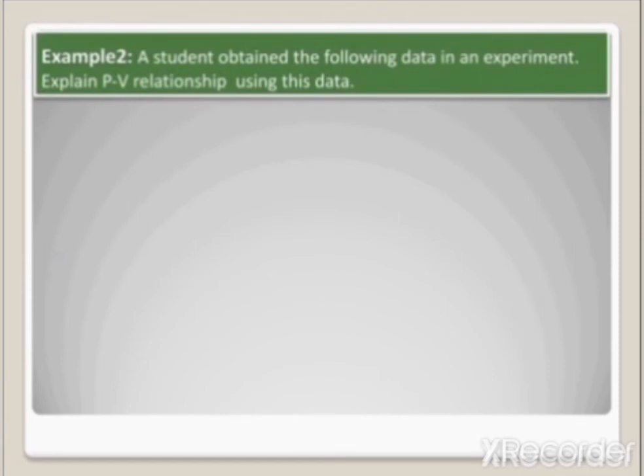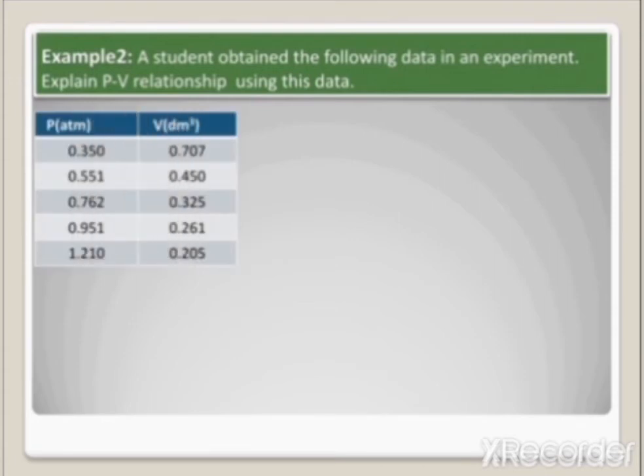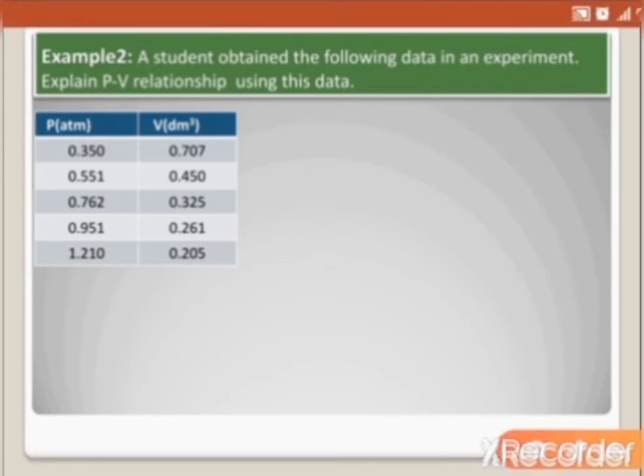Now let us solve another example of Boyle's law. A student obtained the following data in an experiment. Explain the PV relationship using this data. Now, according to the data, as the pressure of the system gradually increases, the corresponding volume of the system gradually decreases. It means there is an inverse relation between pressure and volume.